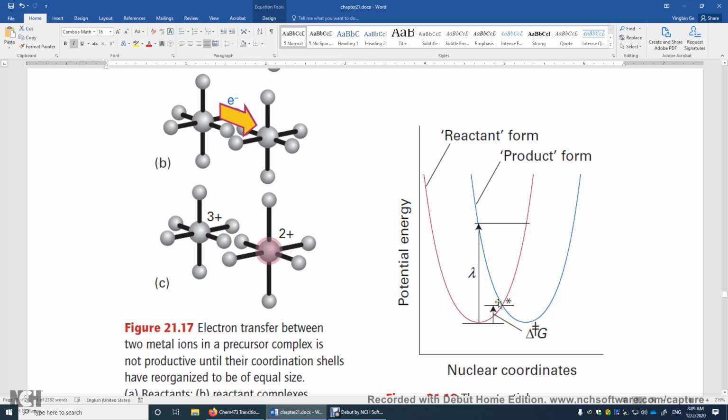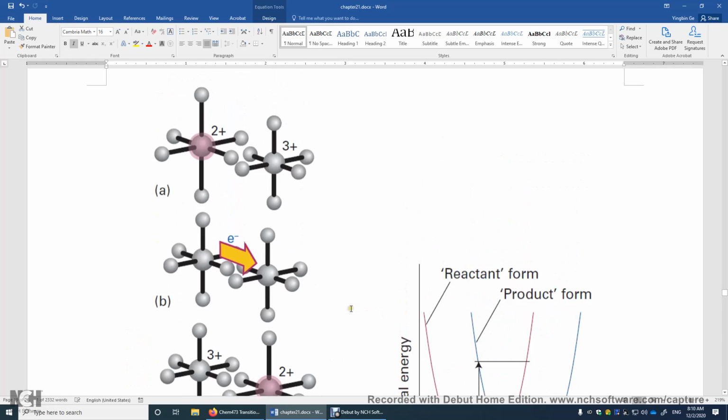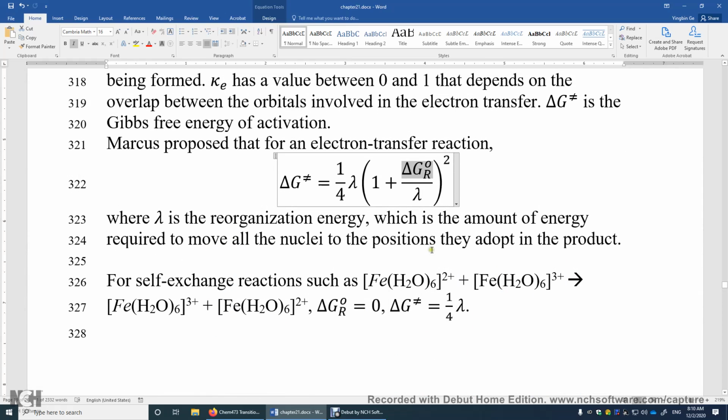So you go through here and then go down. You do not have to go all the way up here. You do not have to get this energy up by lambda. You just need to increase this by 1/4 of lambda. Why 1/4 of lambda? We can prove that later. So just get back to here for the self-exchange reaction. You have 1/4 of lambda.